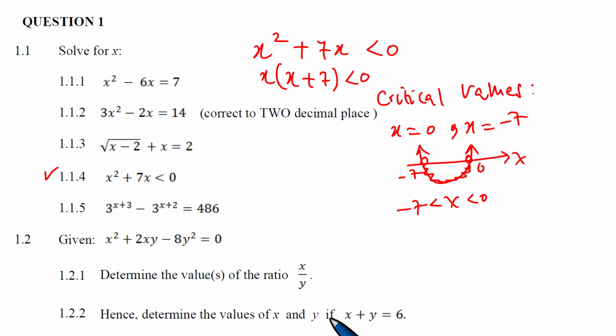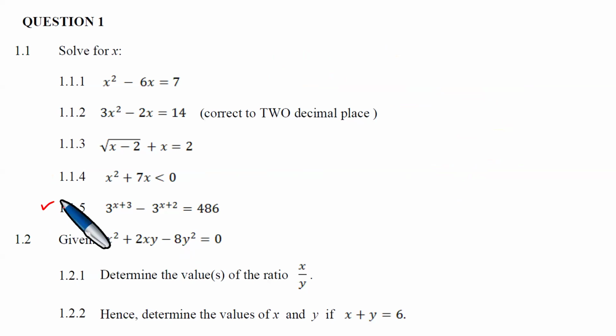So now the correct solution to that means therefore that minus 7 is less than x less than 0. So that is the answer to 1.1.4. The next question, any idea here, any different view? You agree with this answer? Okay, next we look at 1.1.5.